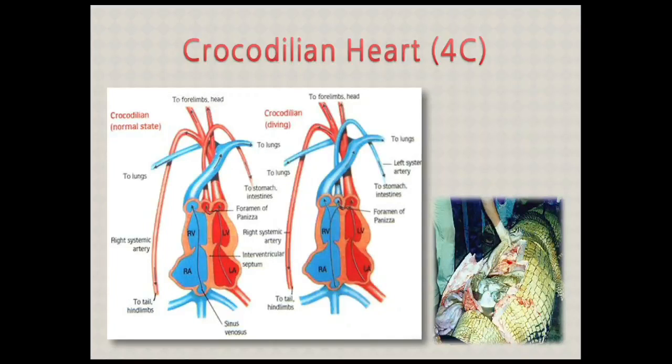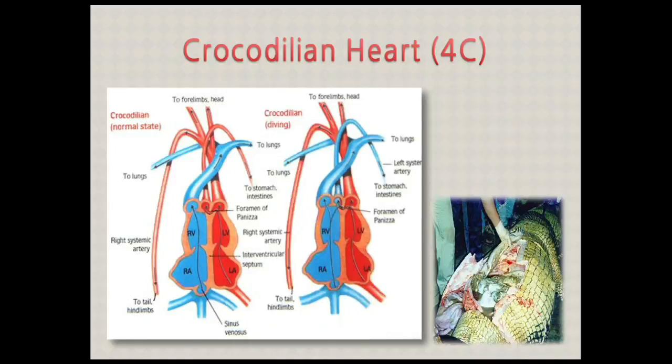Then this is the foramen of Panizza. So this is the most important thing. So the foramen of Panizza is open. Now what happens is that the blood flows into two arches. One is going into this arch and the blood is flowing into this arch also. So the two arches are the right systemic and the left systemic arch. So it will flow into both the arches in the case of the normal state.